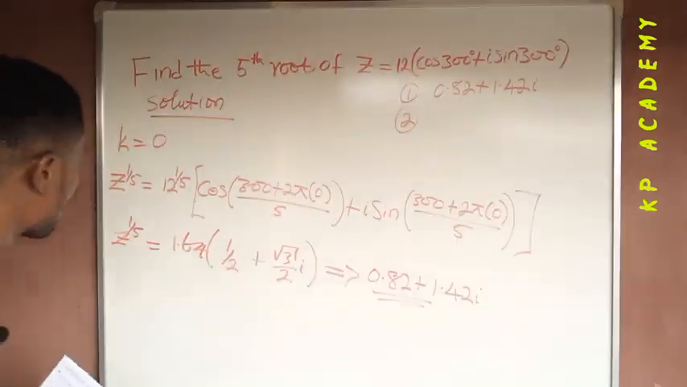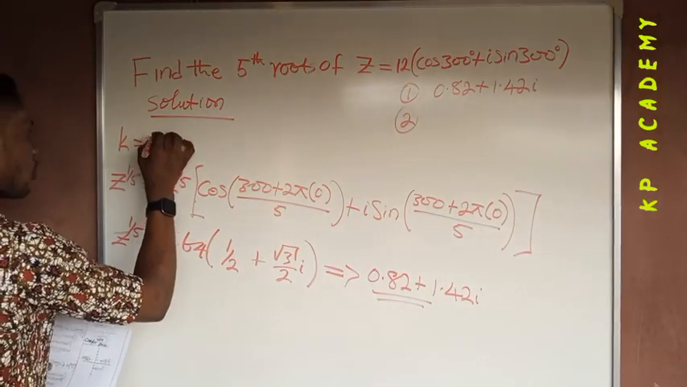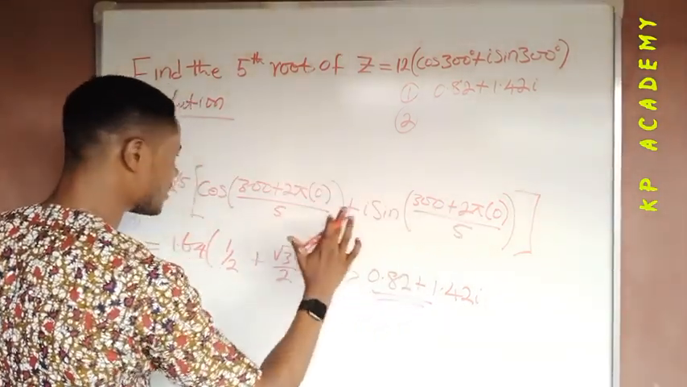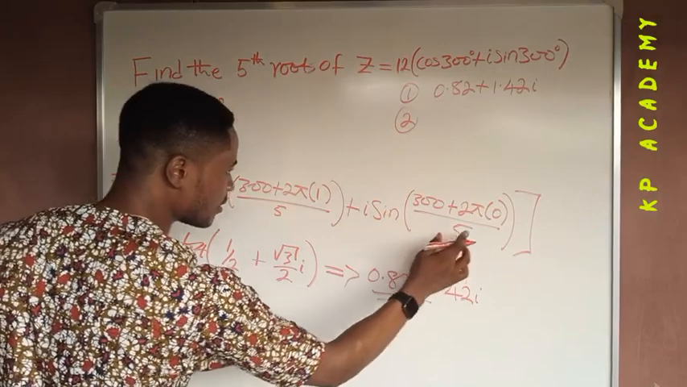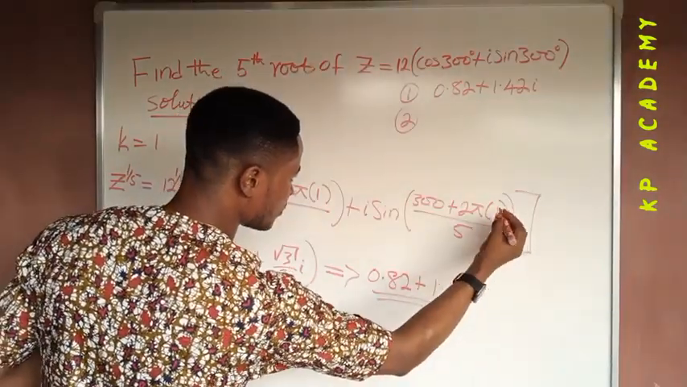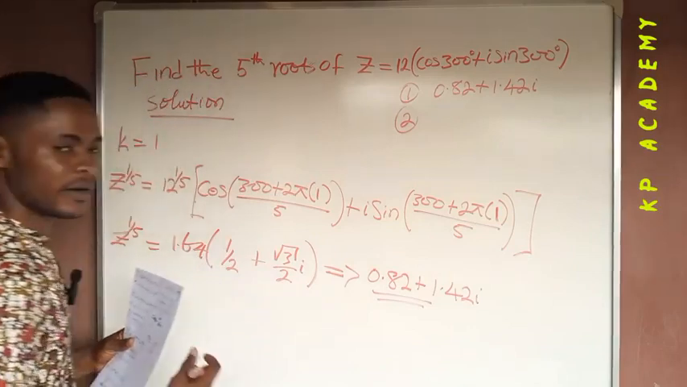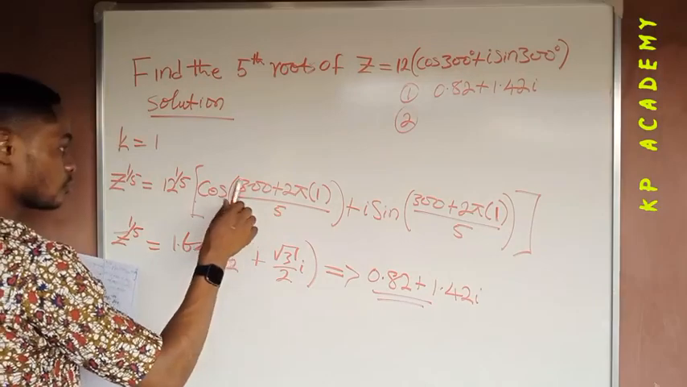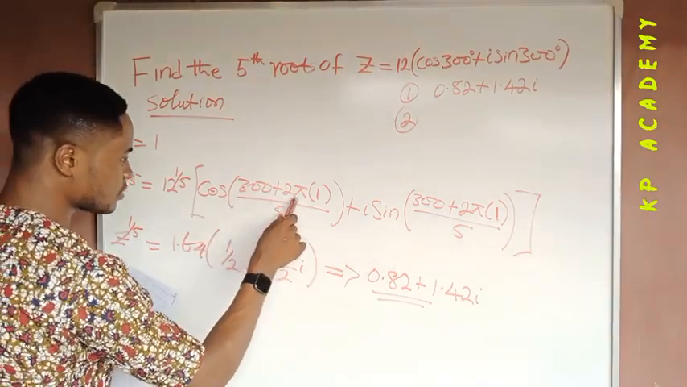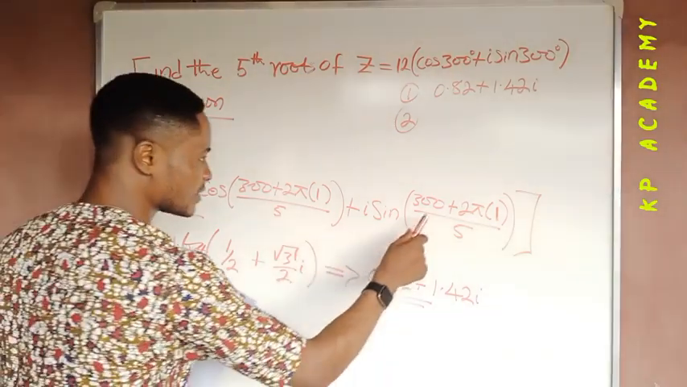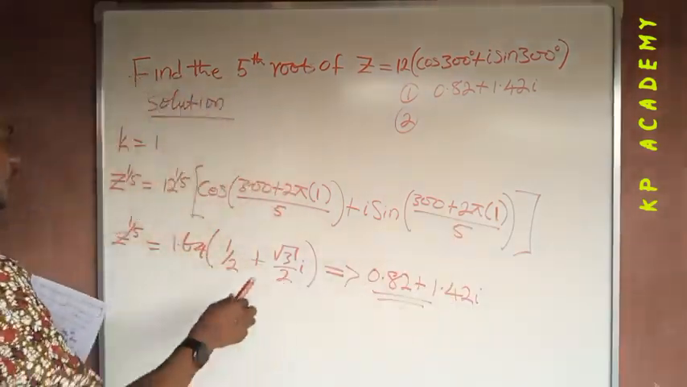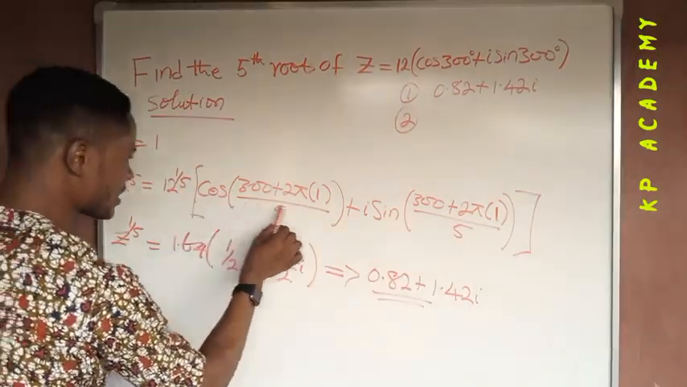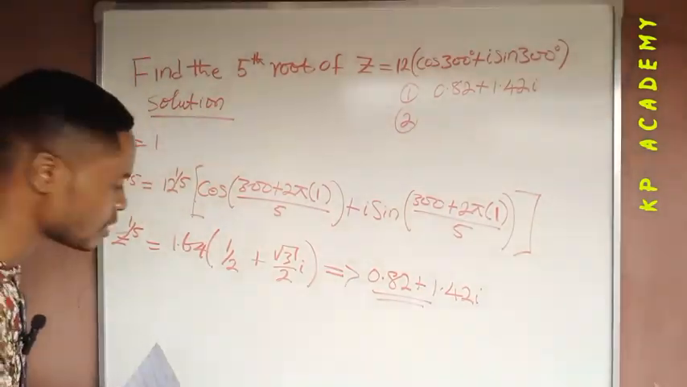Now for the second answer, of course, is going to be when k is equal to 1. So for when k is equal to 1, it means the same format. So we are just going to come here, put 1 here, then come here, put 1 here. Please, very, very important. All right, so doing that, we're going to have that. Now, evaluating the whole, this is more like saying 300 plus 360 all over 5. Again, 300 plus 360 all over 5. So whatever thing we have here, we take the cosine of it, take the sine of it, then use this to expand and get the answer in the form of a plus bi.